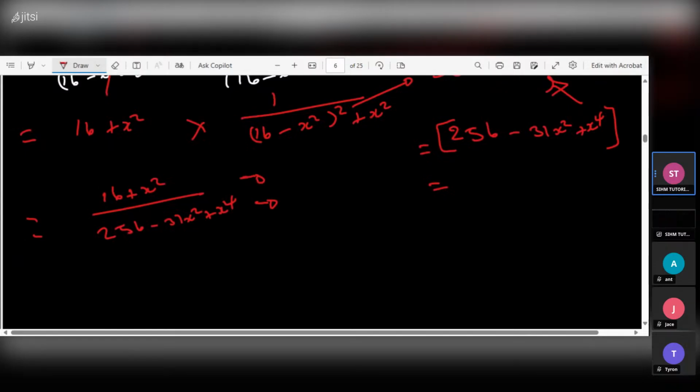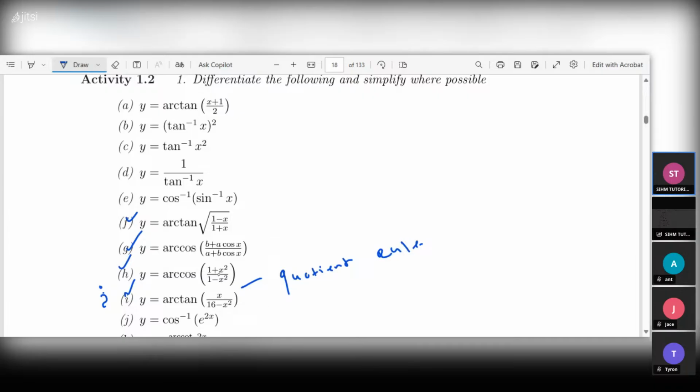For just now, let's try to look at this one. This one was the quotient rule, and then here we're also going to apply the quotient rule. So here's the quotient rule and the product rule at the same time. Here it is going to be the chain rule and also the quotient rule. So let's try to check this one.